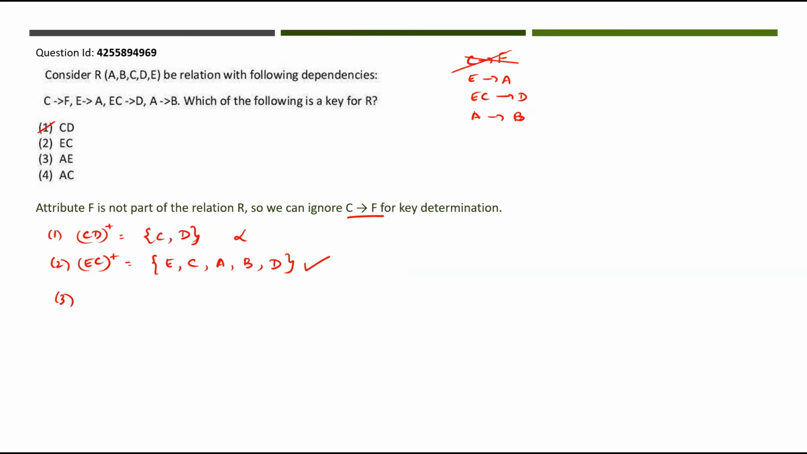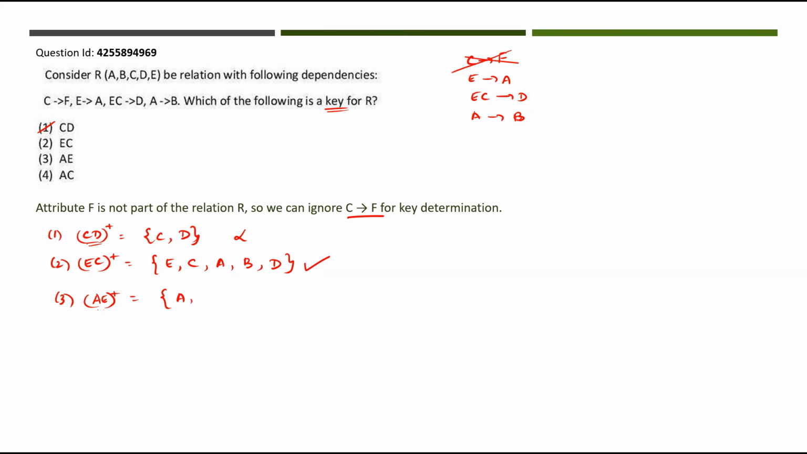Let's take the third option, AE. On finding closure, let me once again remind you, finding closure means using the dependencies and using the attributes that are given in the option. If you are able to derive all the attributes, then that is actually finding closure. If you are able to get all the attributes, then that becomes the key for this particular relation. So now we will find for AE.